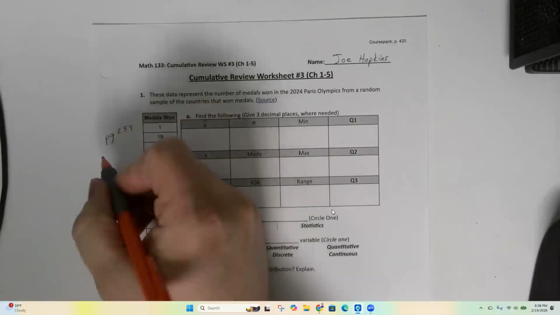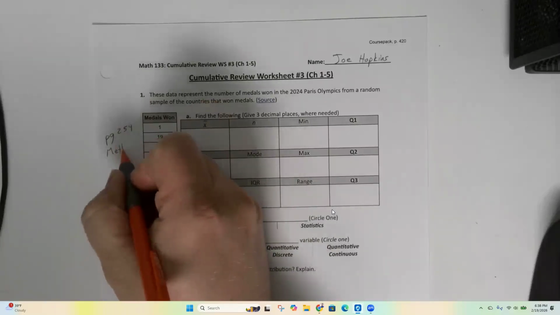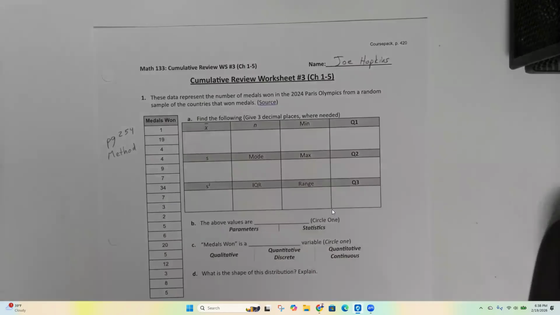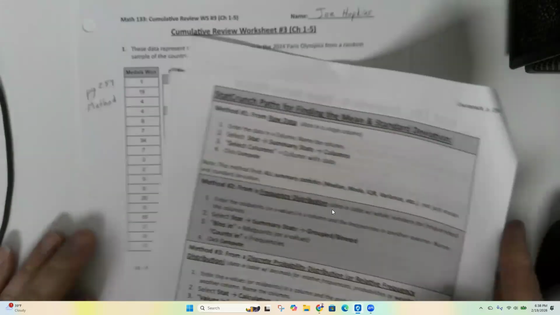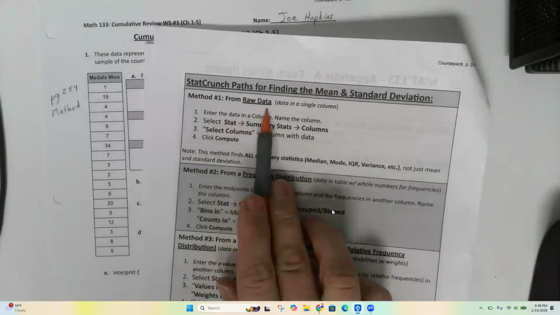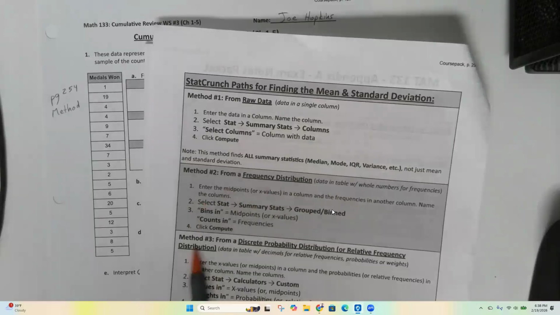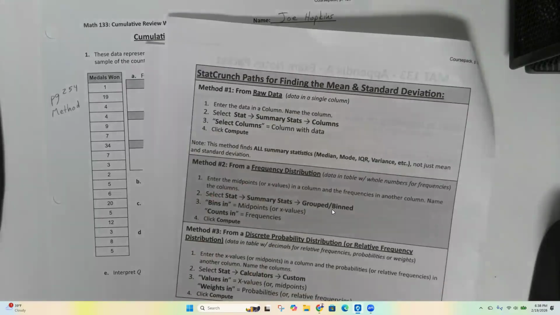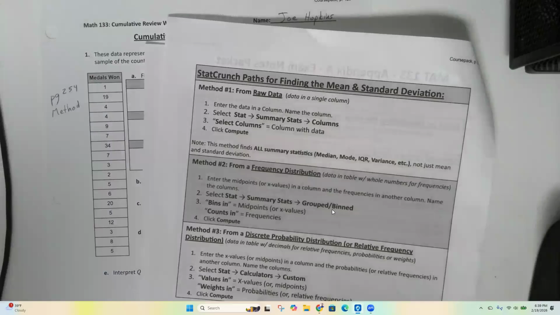On page 254, there were 3 methods that we talked about on how to calculate mean and standard deviation. Okay. There were 3 methods. Which one would I be using here? So method 1 is from raw data, method 2, frequency distribution, method 3, discrete probability distribution. What do you think? Which method would we want to use in this case?